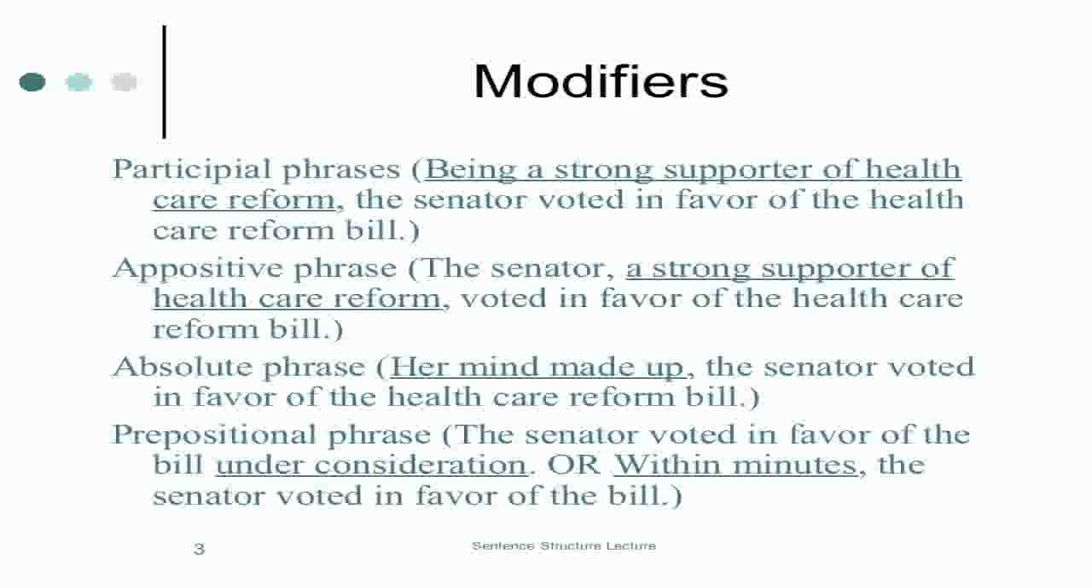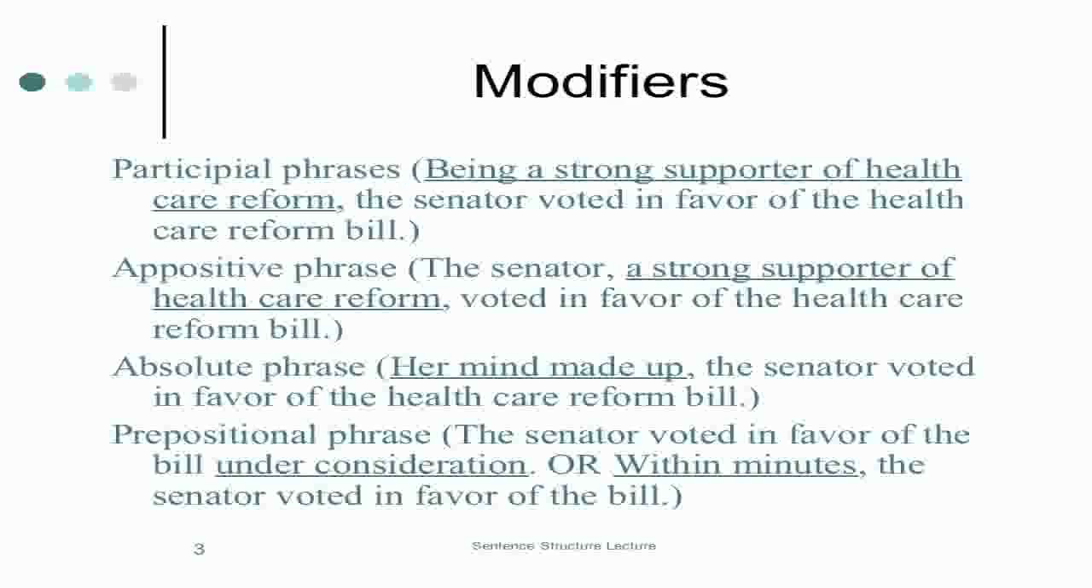Another type of phrase is an appositive, a phrase that renames a noun in a sentence. For example, the senator, a strong supporter of health care reform, voted for the health care reform bill. A strong supporter of health care reform renames the senator. That's the appositive phrase. An absolute phrase contains a participial form of a verb and a noun or pronoun, but it cannot stand alone as a sentence. For example, her mind made up, the senator voted in favor of the health care reform bill. Her mind made up is the absolute phrase.